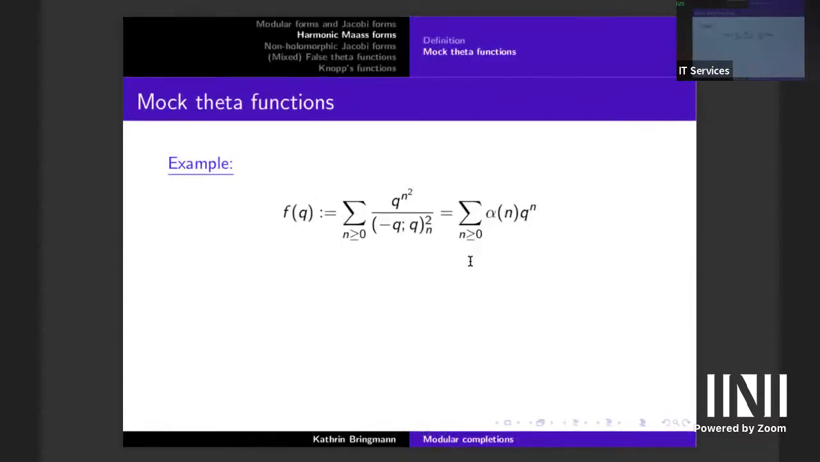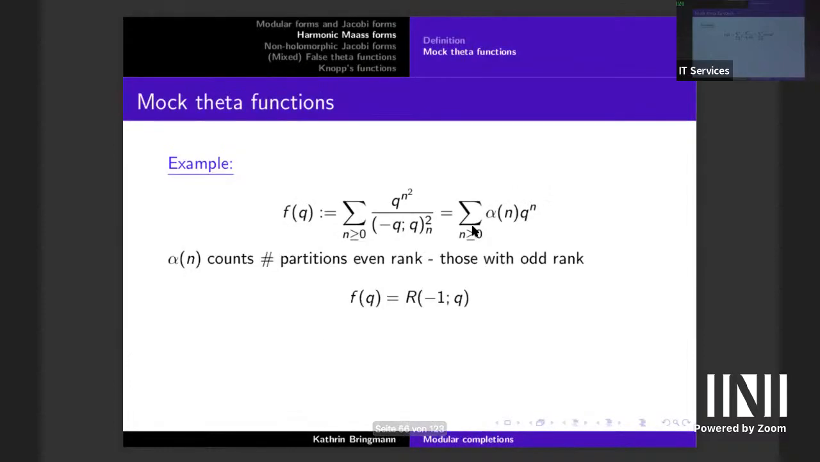So in the spirit of Ramanujan, let me just give you an example of such a mock theta function. So my favorite mock theta function is the mock theta function f of q, given as this q hypergeometric series. And I just denote for the following the coefficients of this mock theta function by alpha of n. And note that alpha of n, one can show, counts the number of partitions with even rank minus those with odd rank. And it's also easy to see, if you remember the hypergeometric series of the rank generating function, that if you plug in as root of unity just minus 1, you get f of q.